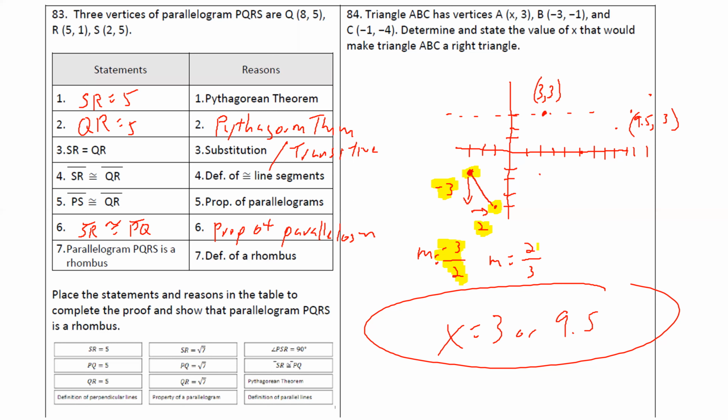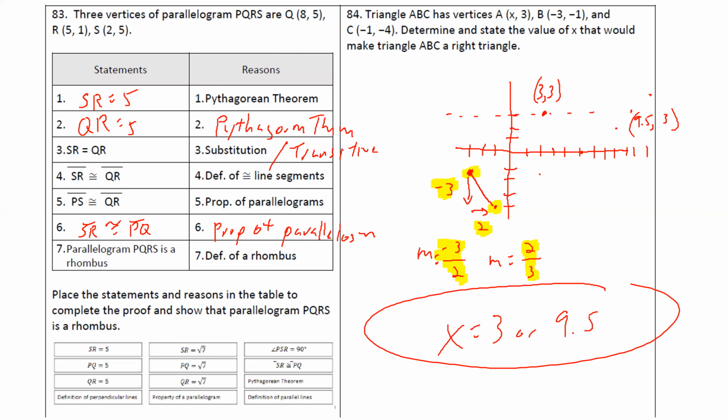So we flipped it, which is why I have the 2/3. But then what point is the right angle? Is it the vertex B or is it the vertex C? They didn't tell us. Since they didn't tell us, we could have gone off either one of those.